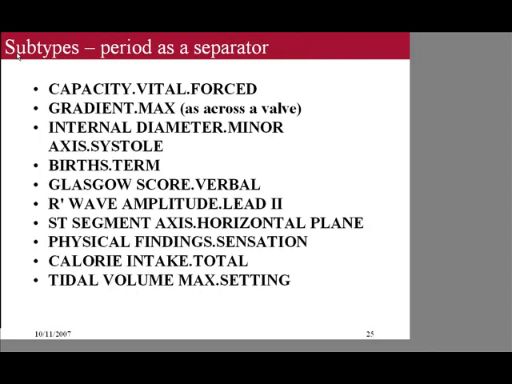You can do subtypes of the component where you're talking about a forced vital capacity as opposed to just a vital capacity. Or you can talk about the verbal Glasgow coma score, or the R-wave amplitude in lead 2, or the ST segment axis in the horizontal plane. So if we have further information that specifies the measurement to a very focused area, you can use a period separator to add in that additional detailed information with that item.